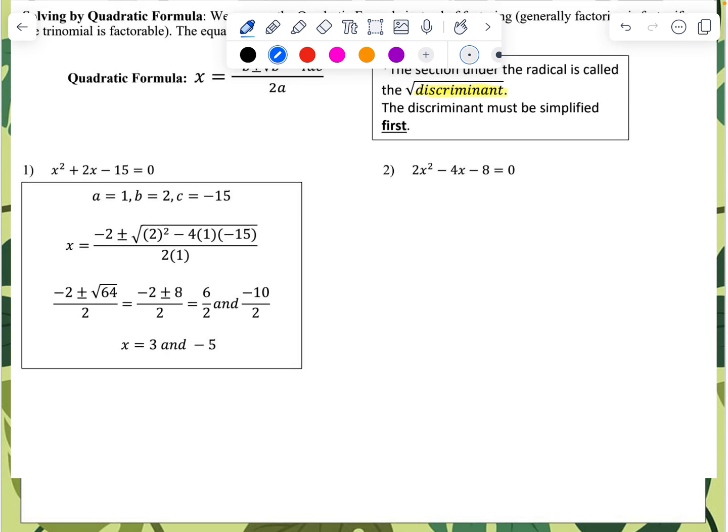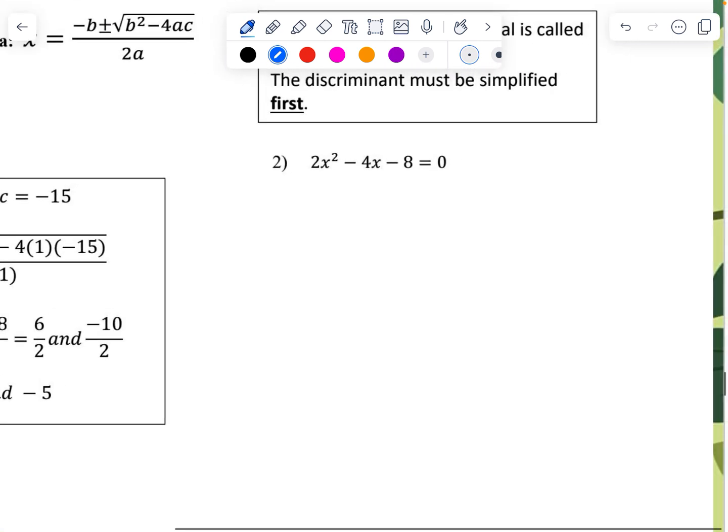All right, so I have 2x squared minus 4x minus 8. This is a quadratic, it's x squared, and it is equal to 0. So it's ready to go, it's ready to use the quadratic formula. I do not need to factor out any greatest common factors. I just need to go for it. So I'm going to go ahead and do that.